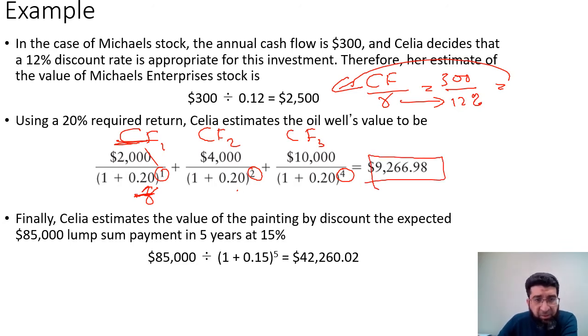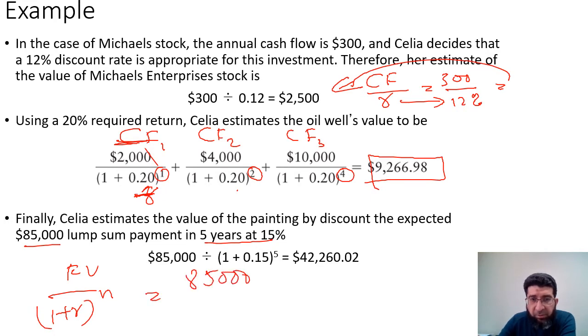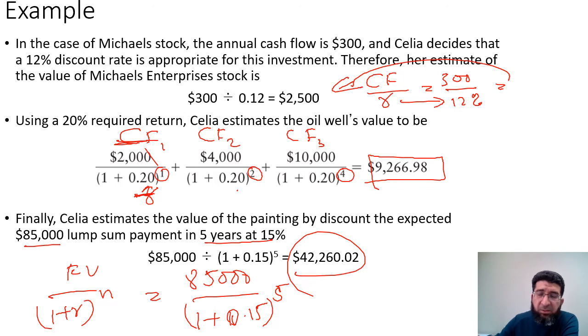$9,266.988. Now finally, Celia estimates the value of the painting by discounting the expected $85,000 in 5 years, which I already told you will be the future value divided by 1 plus r, where we have 85,000 divided by 1 plus 0.15, and then n is equal to 5, which comes out to be $42,260. So discounted cash flow is very important, and there are different forms.